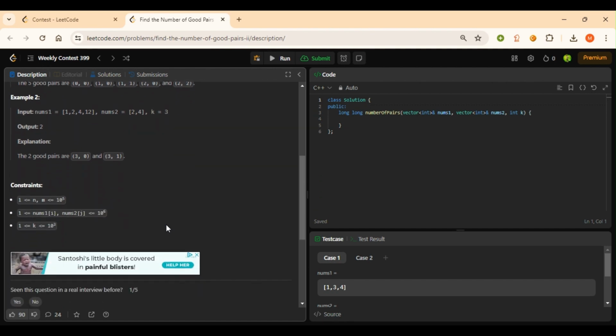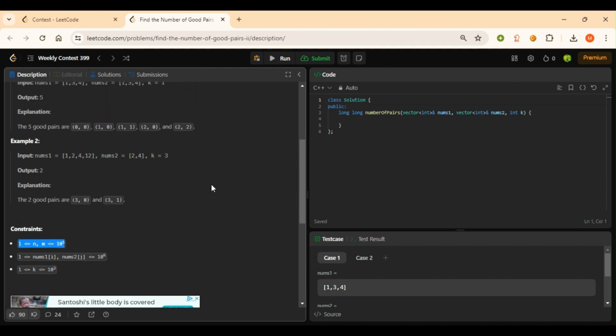In this problem, you can't just brute force because it will be n square, which will go up to 10 power 10. And in C++, only about 10 power 8 operations, or I think 2 to 3 times 10 power 8 operations, are allowed in 1 second. So n square is definitely not possible.